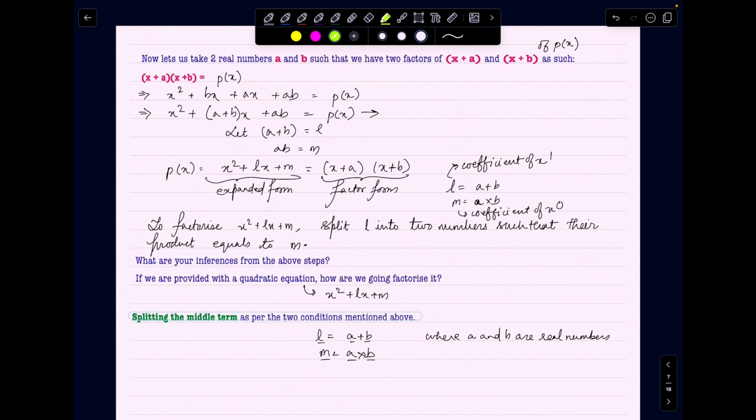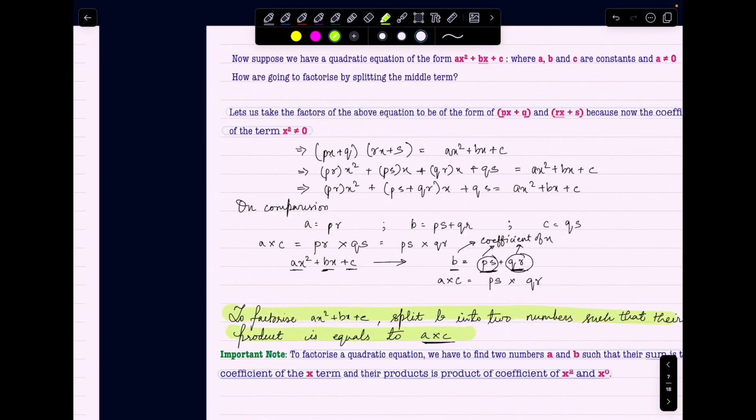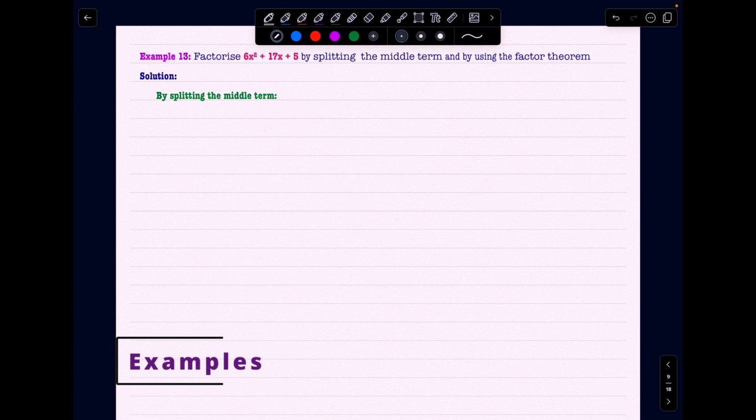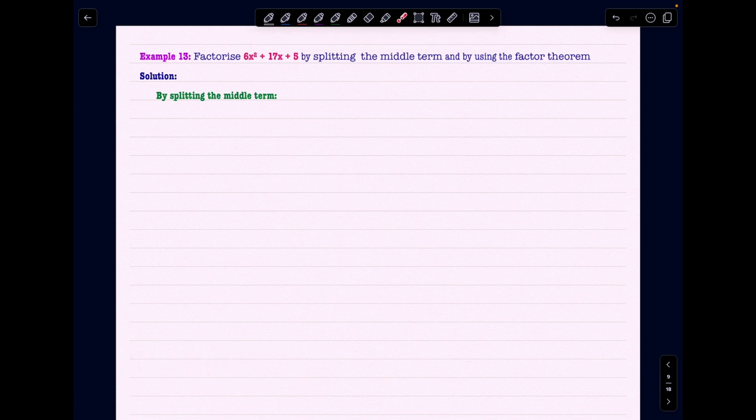So this is the important part. These things that I have written are the important part. Now what are we going to do? The question here is to factorize. It says to factorize this equation by splitting the middle term and by using the factor theorem. So we have to use two methods here.